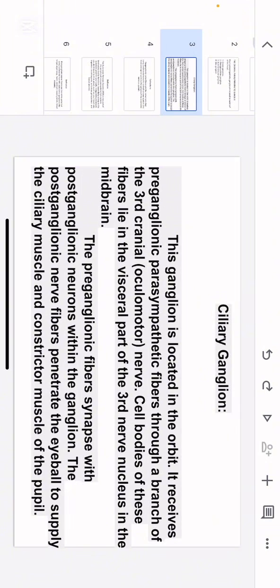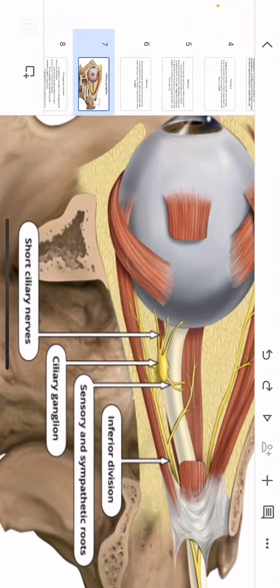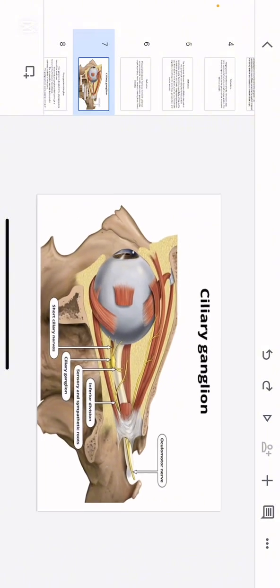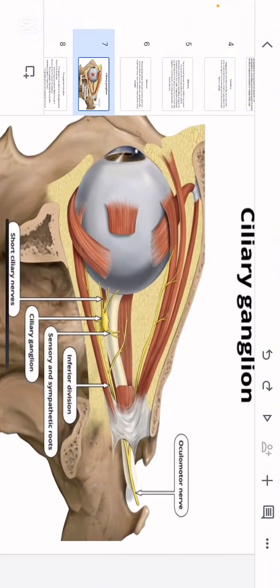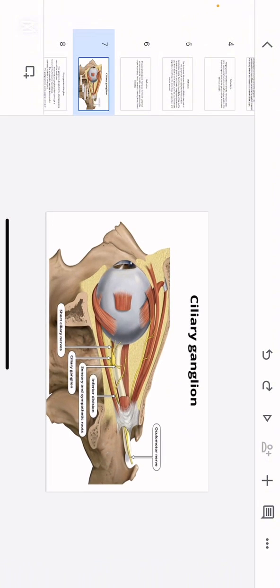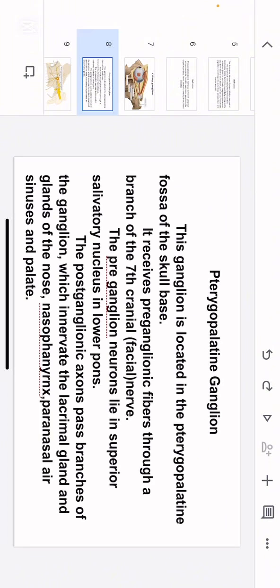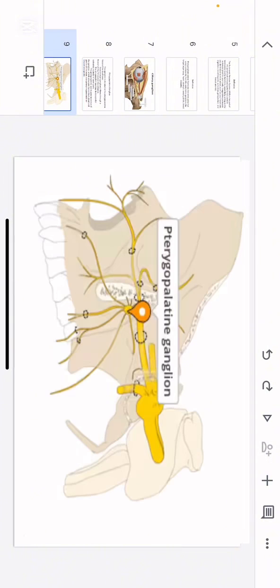So this is all about ciliary ganglion. As you can understand from the name, ciliary means eye. So it gives signals to the eyeball, and those signals contract the muscles like the constrictor muscle of the pupil and ciliary muscles. So in this diagram you can see the ciliary ganglion. This is ciliary ganglion, and it receives nerve fibers from the oculomotor nerve.